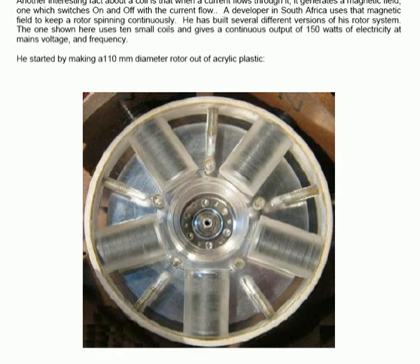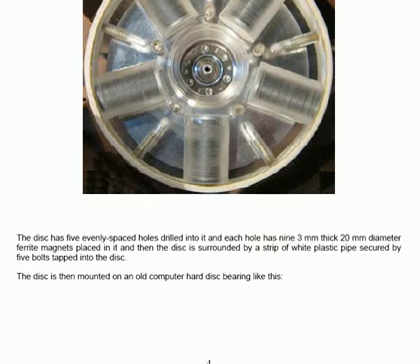It's very clear acrylic plastic, so it's quite difficult to see in this picture. The disc then has got 5 evenly spaced holes drilled into it, and inside each hole are placed 9 3 millimeter thick 20 millimeter diameter ferrite magnets. The disc itself then is surrounded by the strip of white plastic here, which has been cut from a plastic pipe, and that makes sure that none of the magnets can ever fly free of the disc itself.